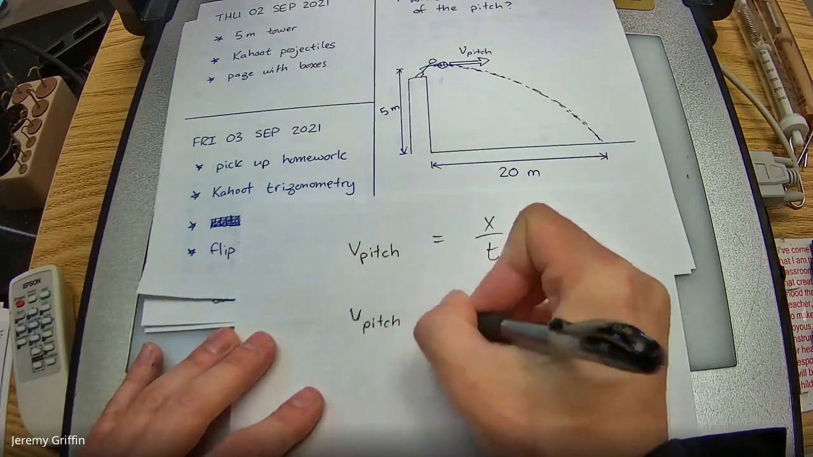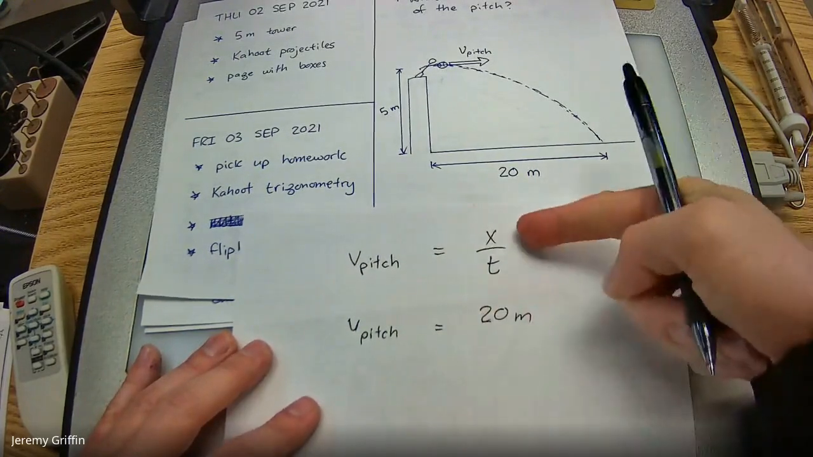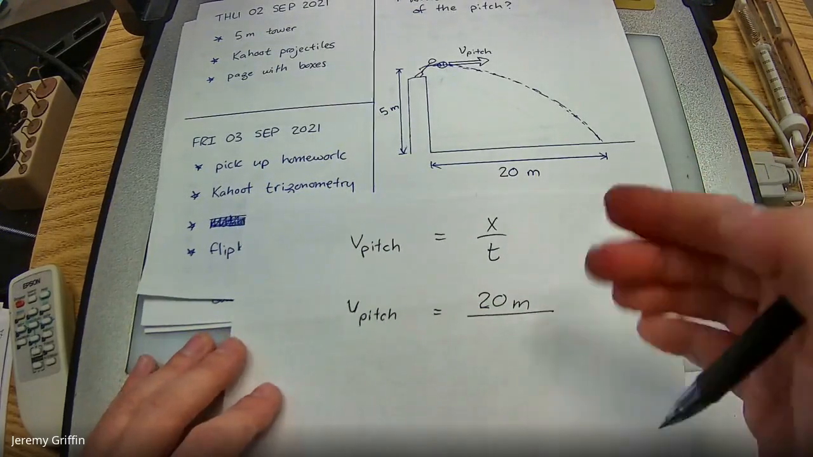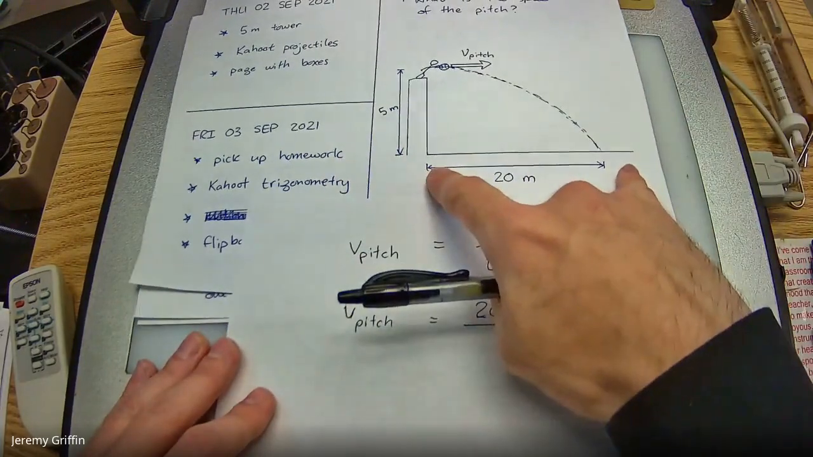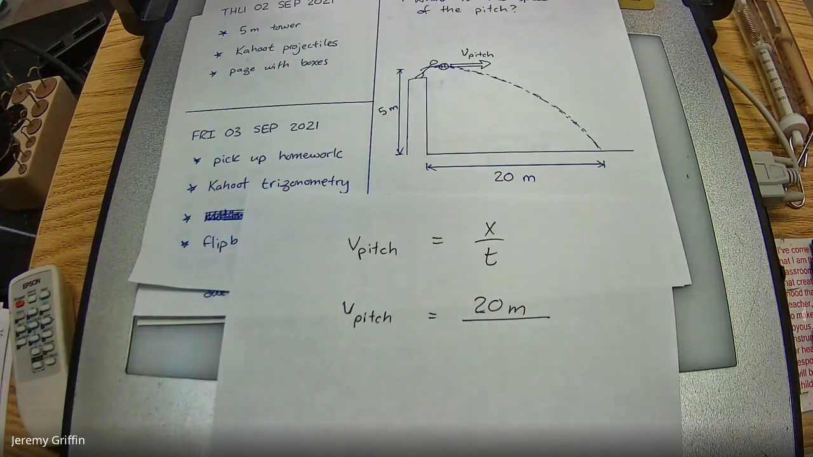Speed of the pitch is, well, it went 20 meters. Pop that number in right there. That's 20 meters. And if only I had the time, if only I knew how much time it took to traverse this 20 meters, then I could just divide those and I could immediately know how fast it was going across. And that would be the answer. But I don't know the time. Hey, or do you? Can you figure this out?